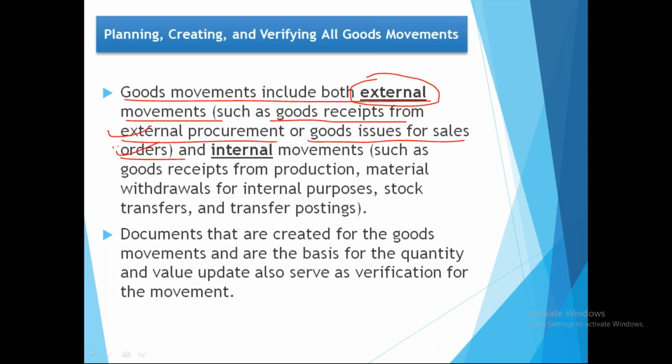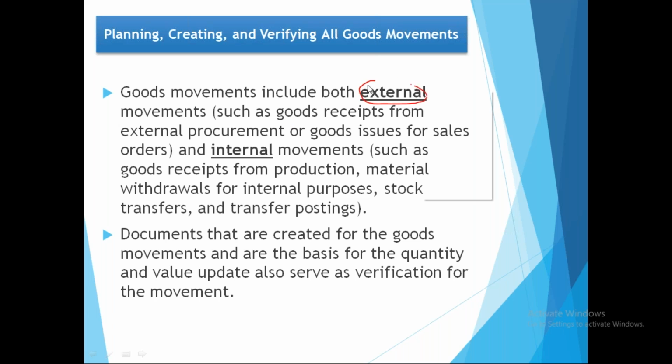Okay, and there will be some internal movements such as goods received from production. That means you complete production, you receive the stock from the production department. So that is what is called goods received, internal. Or sometimes material withdrawal for internal purposes. Due to some reasons, you take the stock for other purposes, and stock transfers and transfer postings. All these things come under internal movements. So goods movements can be broadly classified into two: either external or internal.